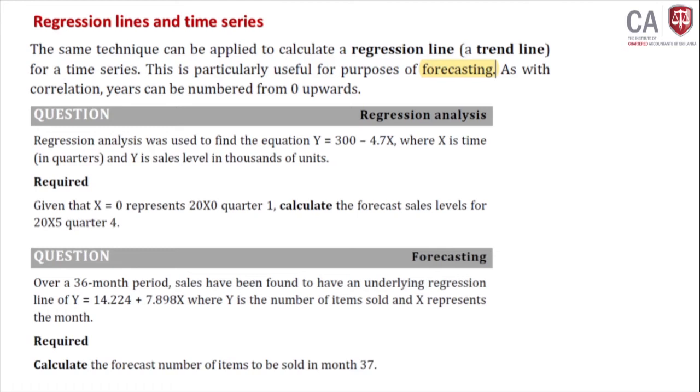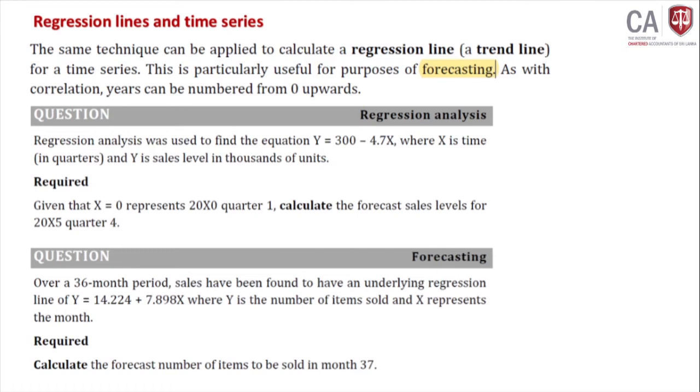The same technique can be applied to calculate the regression line. The regression line is the line drawn on the graph joining output and cost; we call it the trend line. The trend line for time series is particularly useful for forecasting, as with correlation. Years can be made from 0 upward, so we can use it as a forecasting tool. That is what we have been talking about.